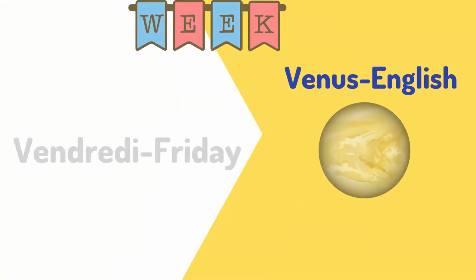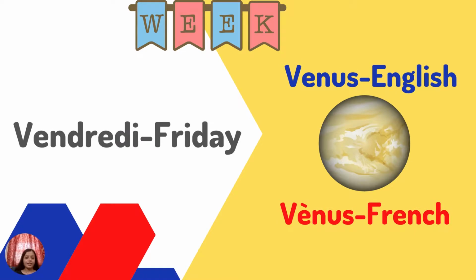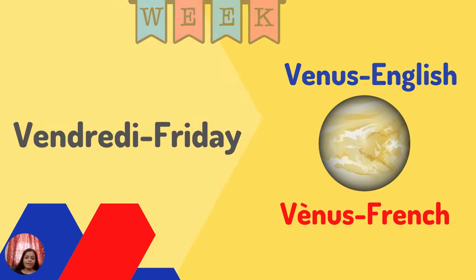Then our next day is Friday. Friday is vendredi, and vendredi comes from Venus. You can see that the English word for Venus and the French word for Venus are similar, only the spelling is a little different. The French spelling of Vénus has an é with an accent. So vendredi comes from Venus.